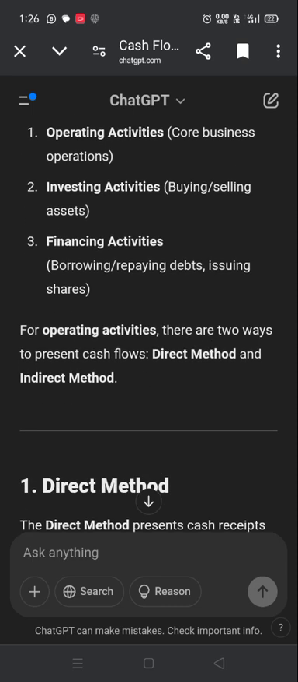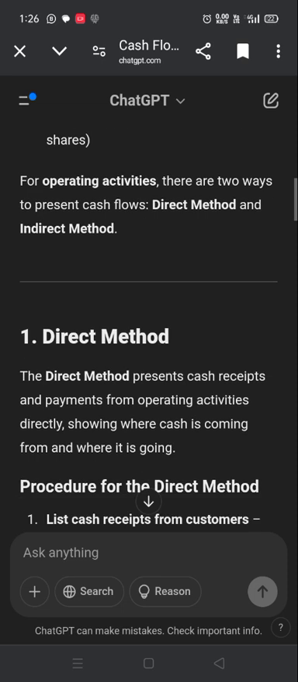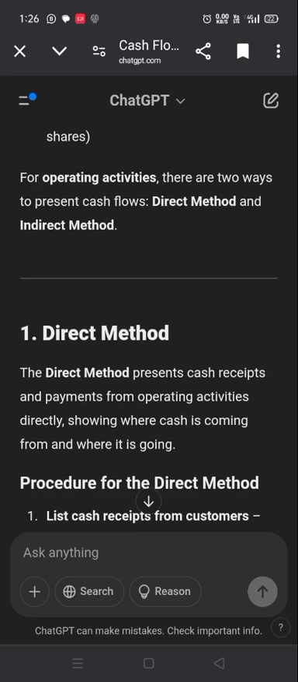Now, for operating activity, there are two ways to present cash flow. One is the direct method and another is the indirect method. The direct method presents cash receipts and payments from operating activities directly.